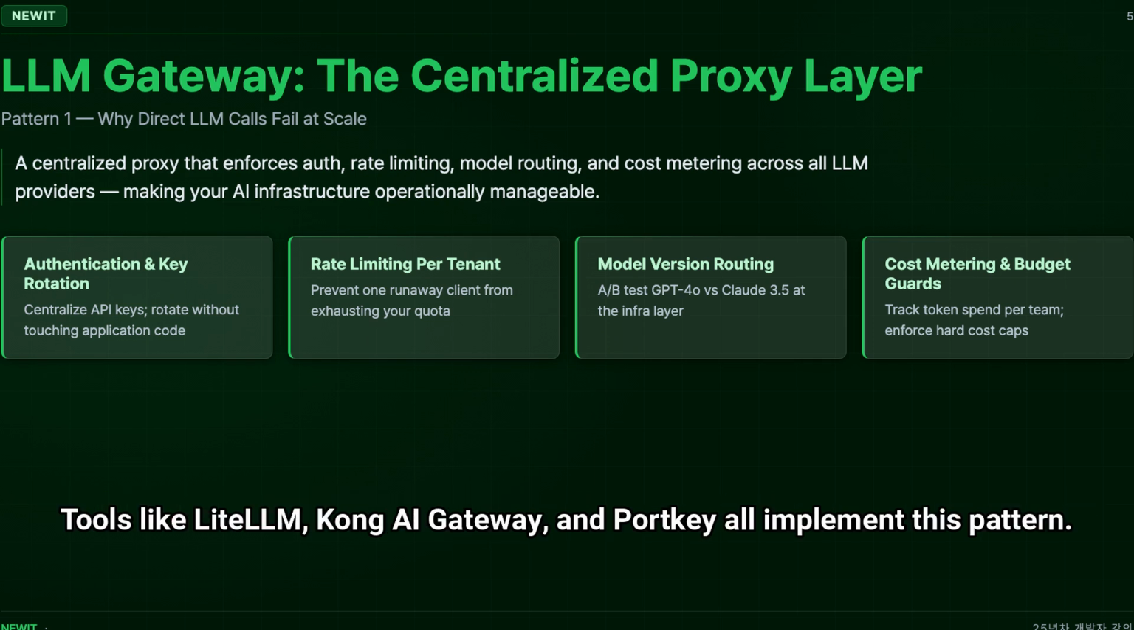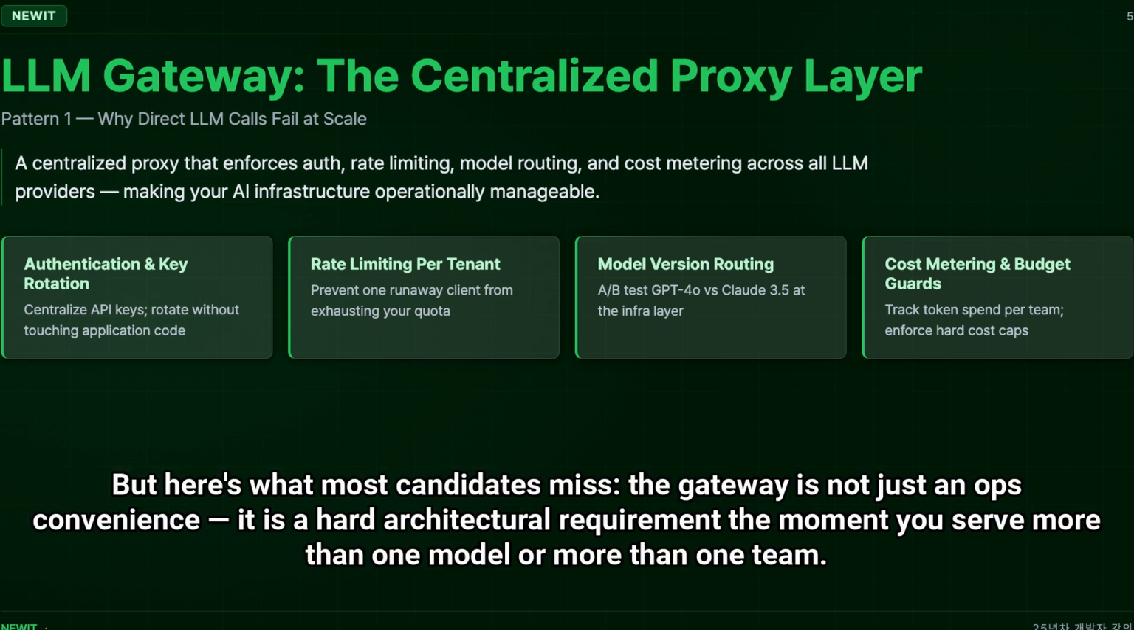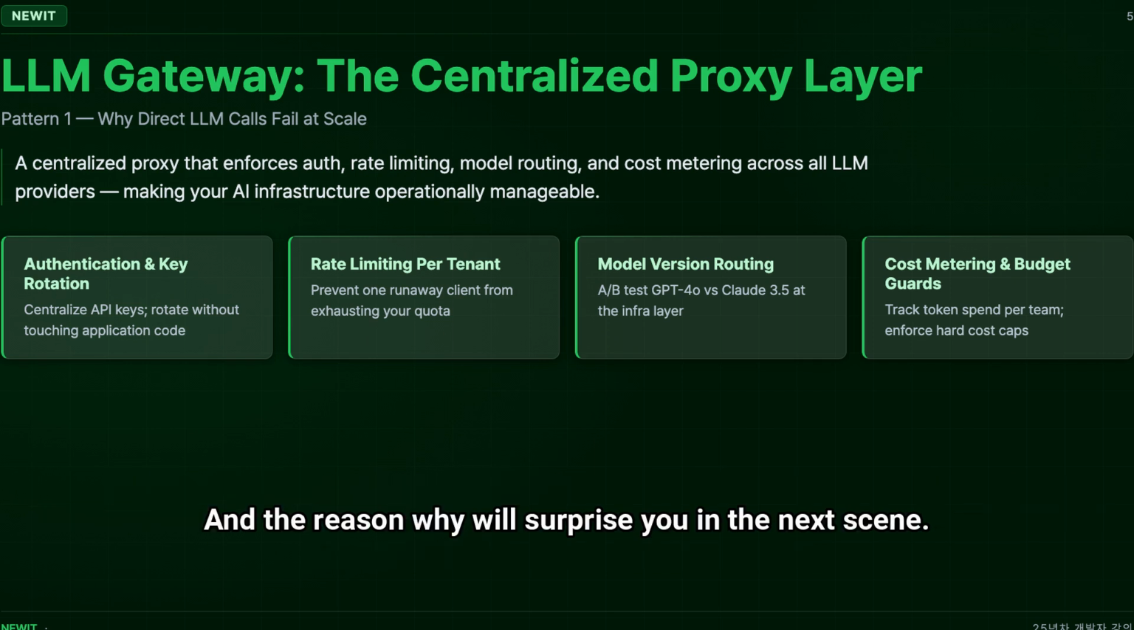Tools like LiteLLM, Kong AI Gateway, and Portkey all implement this pattern. But here's what most candidates miss. The gateway is not just an ops convenience. It is a hard architectural requirement the moment you serve more than one model or more than one team. And the reason why will surprise you in the next scene.